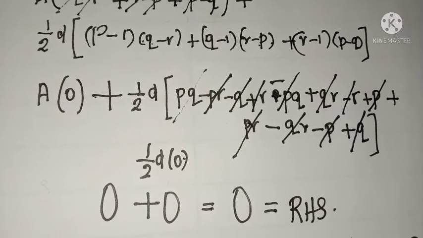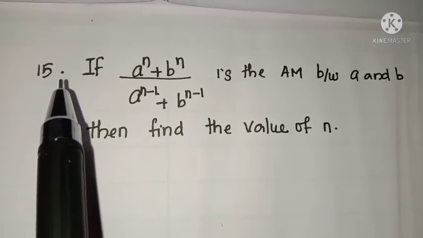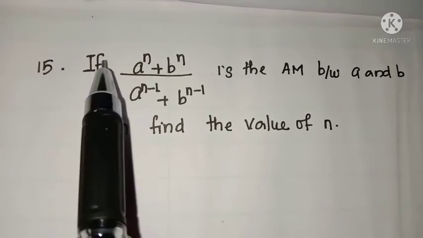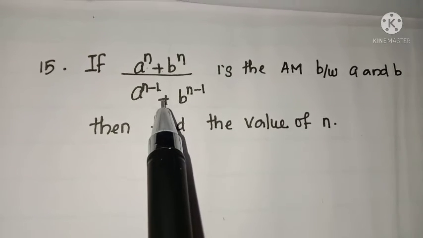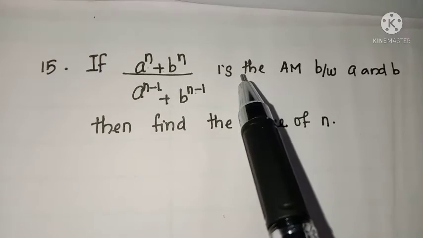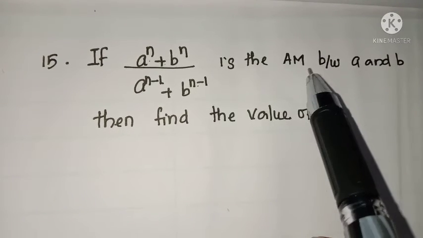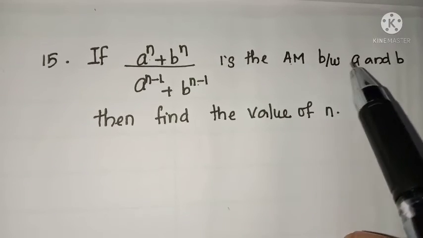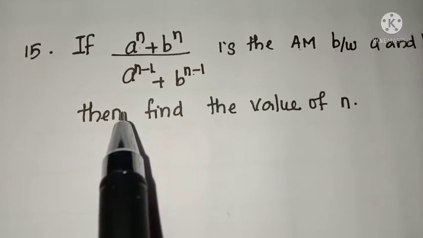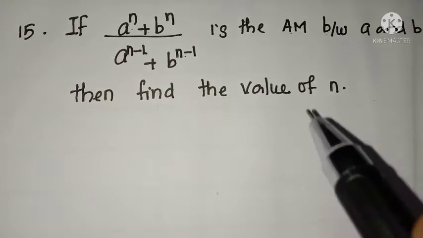Okay. Next one, question number 15. If a raised to n plus b raised to n by a raised to n minus 1 plus b raised to n minus 1 is the arithmetic mean between a and b, then find the value of n. AM means arithmetic mean.